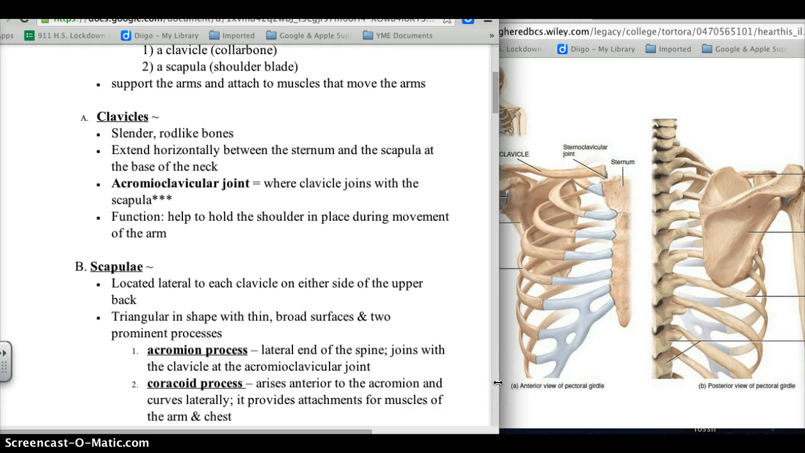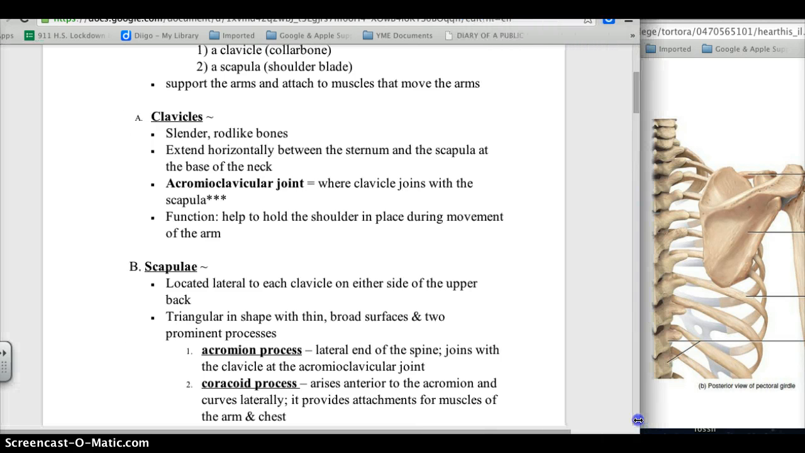Function of the clavicle, hold your shoulder in place. Yep, if you've ever broken that clavicle, you know what it's like for treatment, in addition to the painfulness.